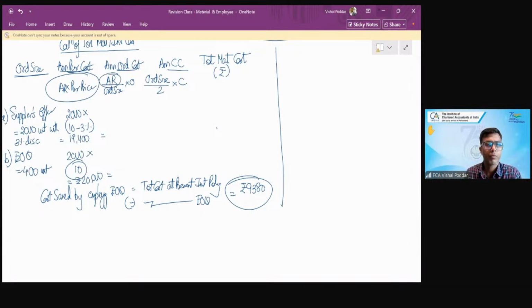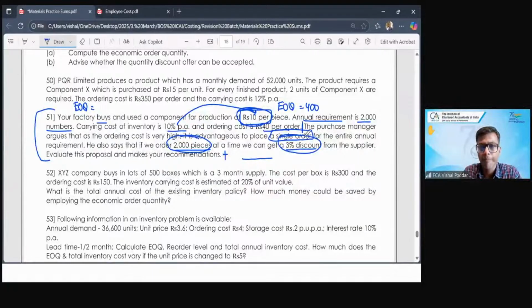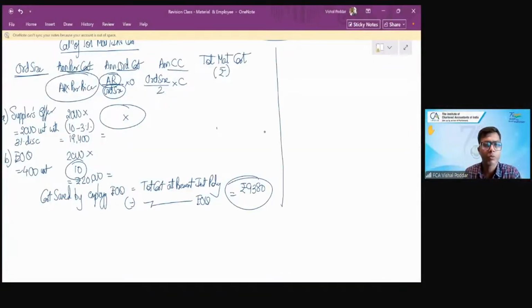You take AR, which is 2000, divided by order size, which is 2000 here. So it is 2000 upon 2000 multiplied by C. How much was your C? ₹40. So it is 2000 upon 2000 into 40. So this will come to 40. Here it is 2000, which is AR, upon 400, which is your order size. So you'll get number of orders into 40. Here it is 2000 upon 2000 into 40. So it is coming to 40.